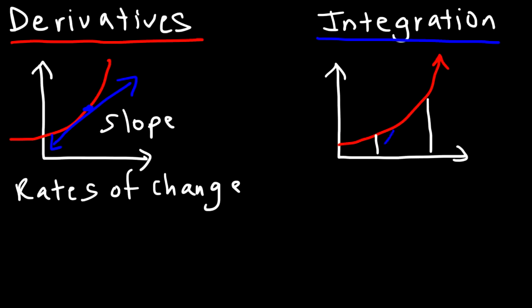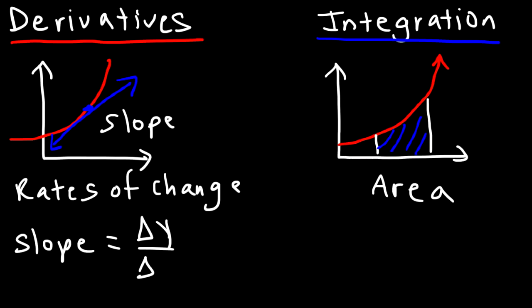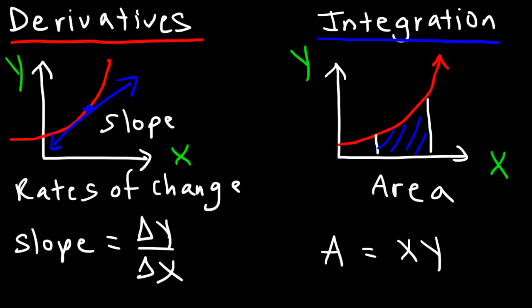So integration is very useful for calculating the area under the curve. When dealing with derivatives, it will give you the slope of the tangent line, which you can calculate by dividing y by x. To calculate the area, you need to multiply y by x. So notice the difference. In its simplest form, when you're differentiating, you're dividing the y values by the x values. Whereas when you're integrating, you're multiplying the y values by the x values.